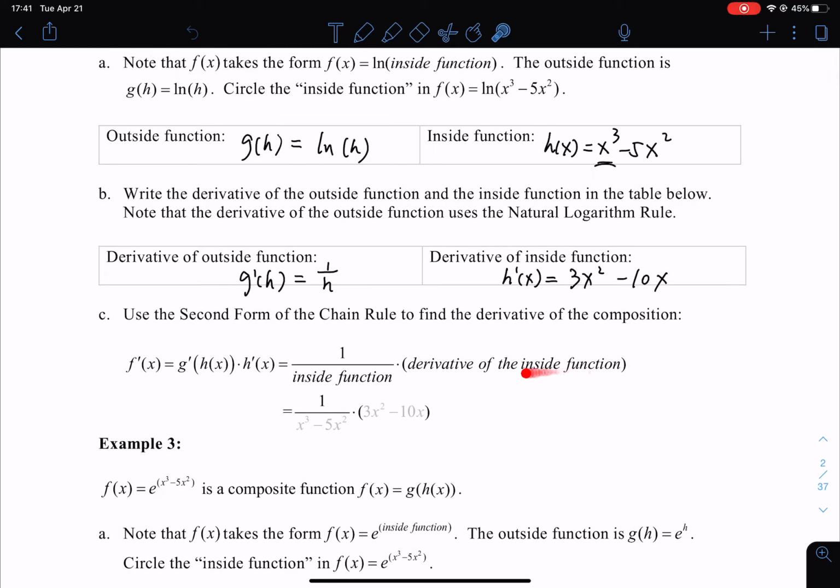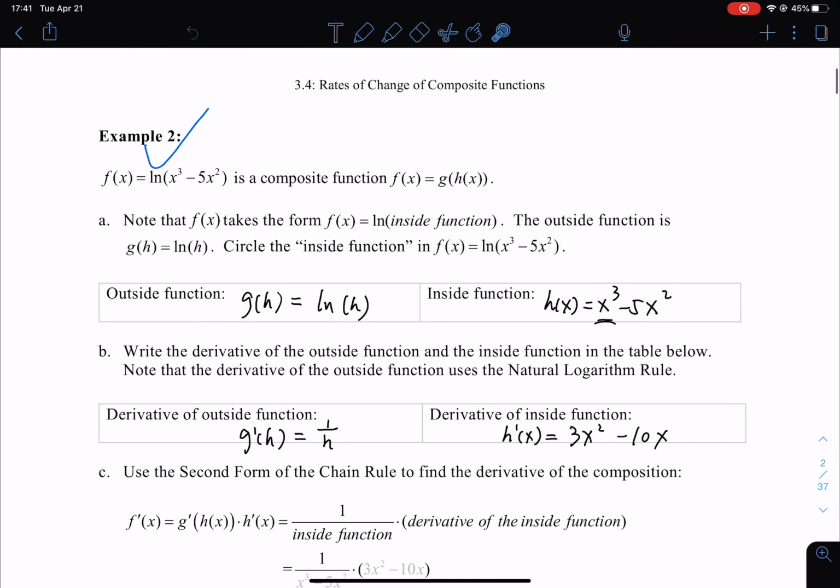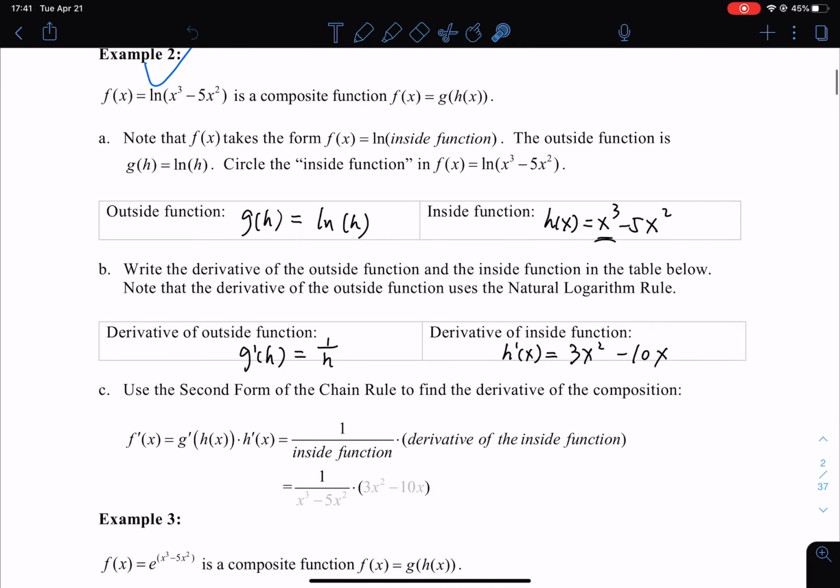So the derivative of the inside function, because f prime of x is a function of x, means the right side must be a function of x. We cannot have h inside. So this one is okay because there is no h there. Then we just plug in the derivative of the inside function. But for the derivative of the outside function, 1 over x, we have h there. So we have to plug in h as this one, so we don't have h there. That is 1 over x cubed minus 5x squared.